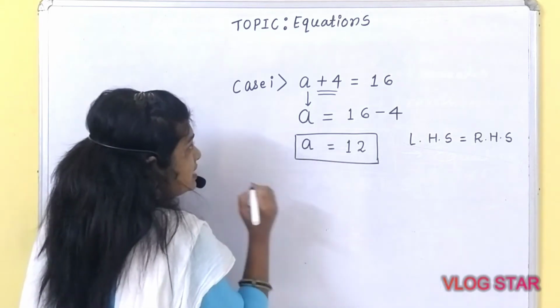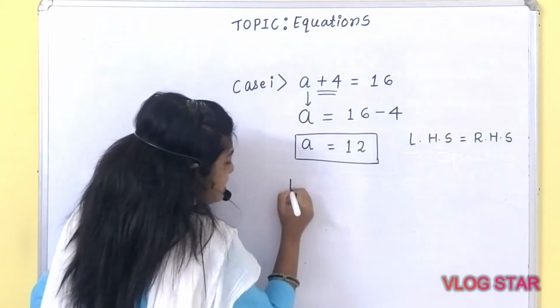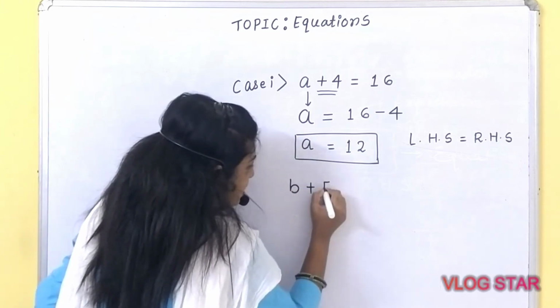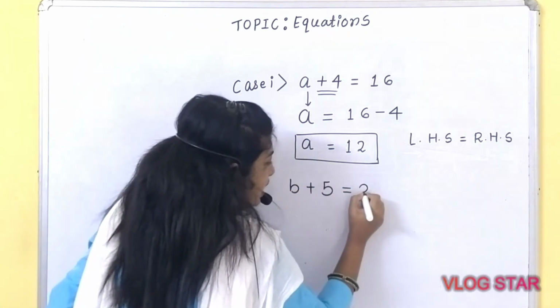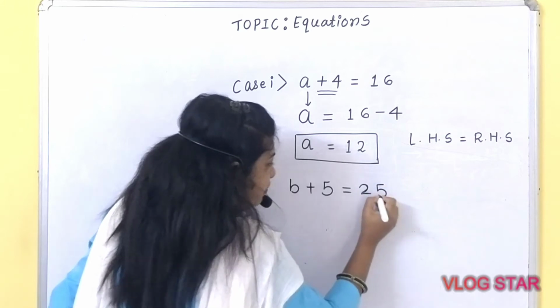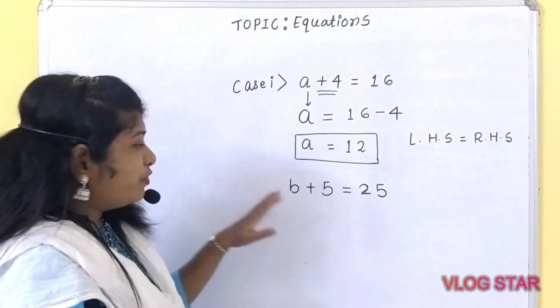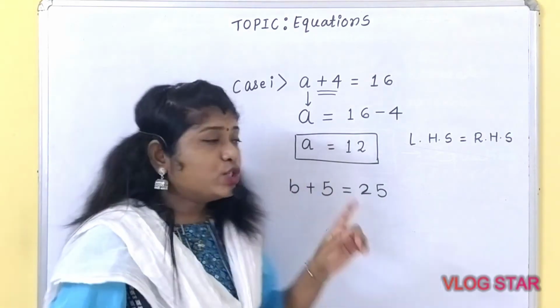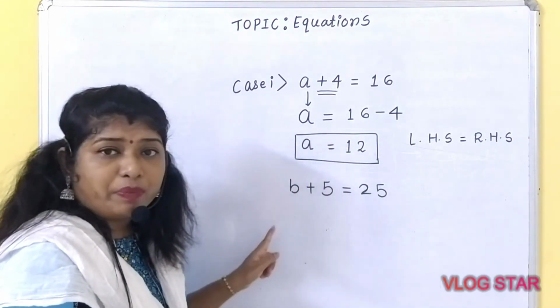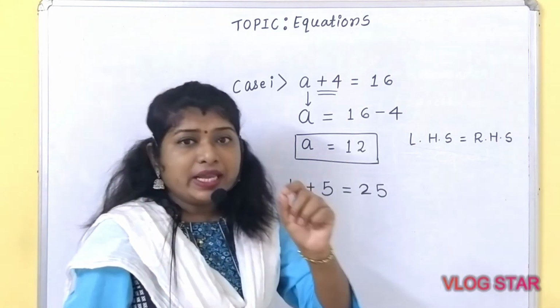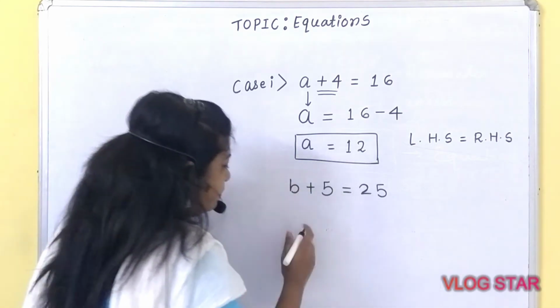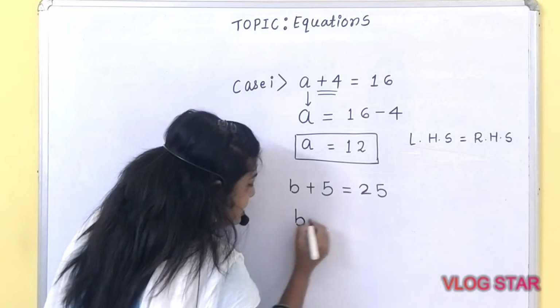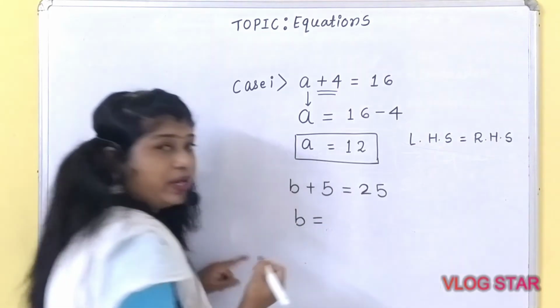Okay, let's consider another example to understand this. If I consider b plus 5 is equal to 25. Okay, so the first thing is, you need to identify the unknown variable. So which one is the unknown variable from this? Definitely b is the unknown variable. So simply you need to write b as it is. Then you need to put the is equal to sign.